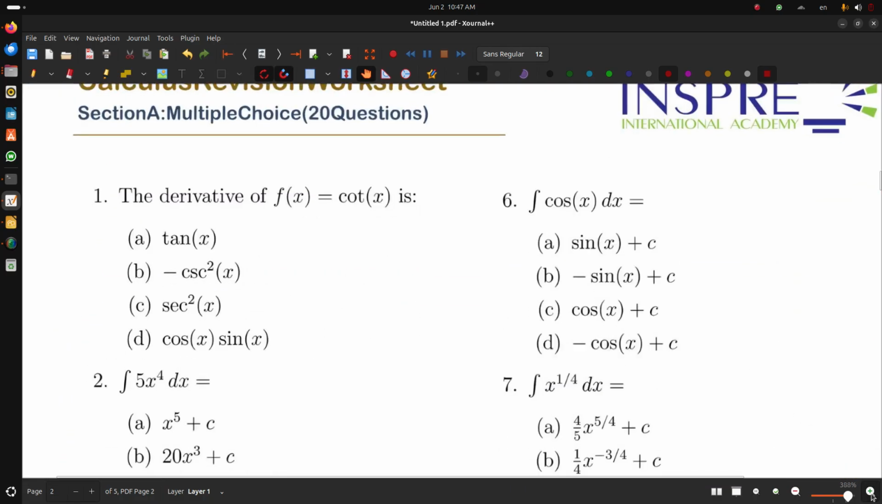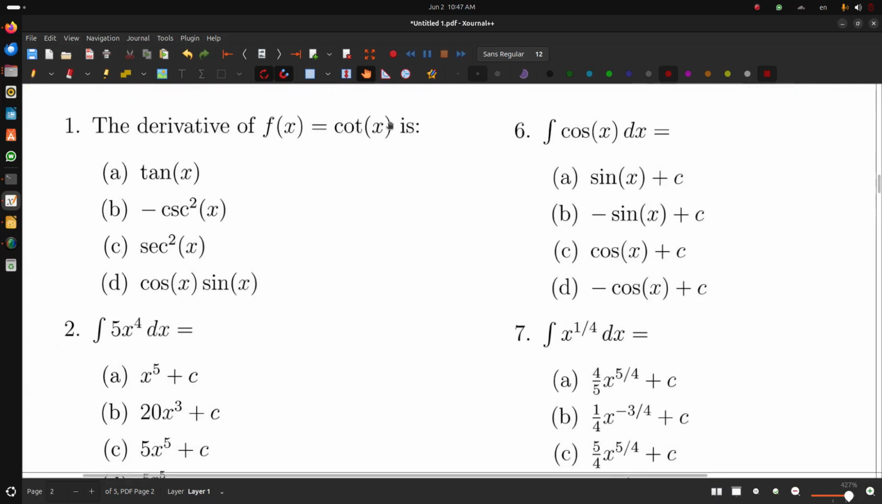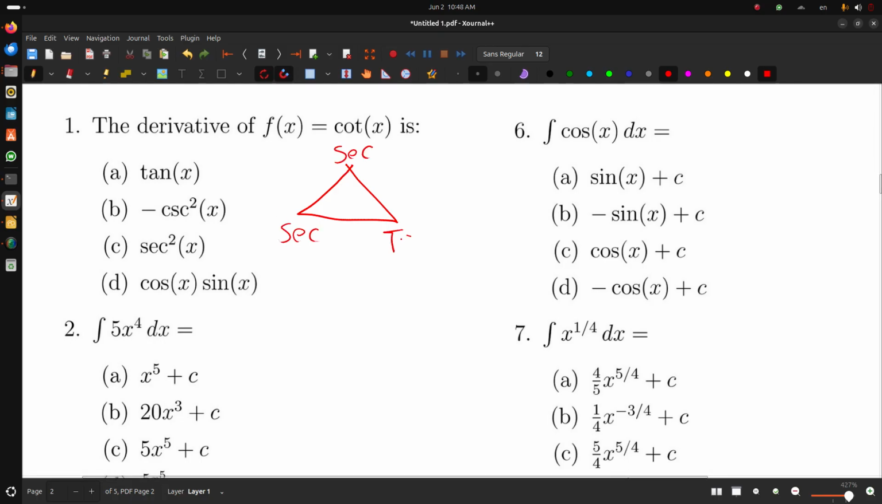Okay, let's start with the first question. The derivative of f of x is equal to cosine x. Okay, to solve this one, you have to remember two triangles. The first one is secant and tan, and you will use it if you have the derivative or integration of any one of them. So for example, if you want to get the derivative of secant x, it will be secant times tan, and if you want to get the derivative of tan, it will be secant squared. And also it works for integration.